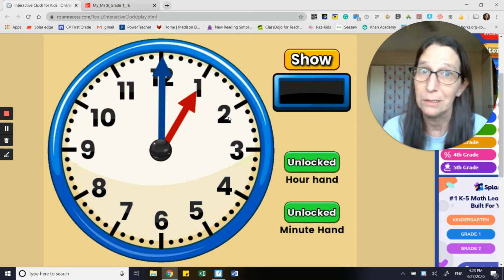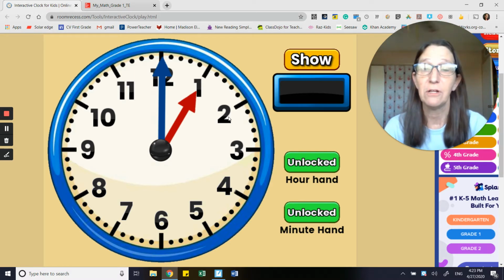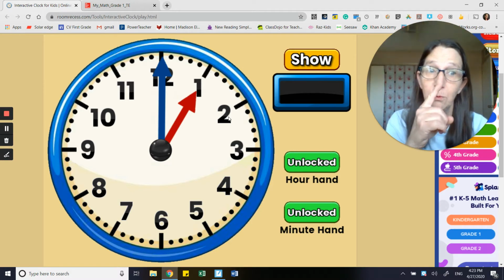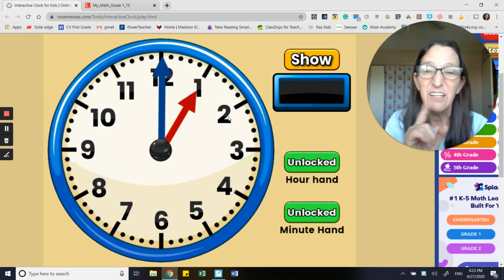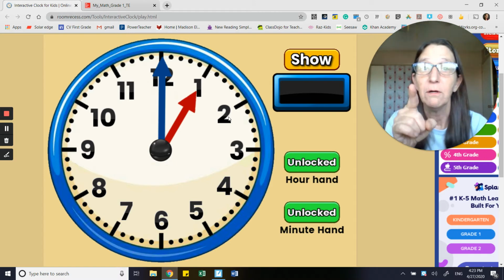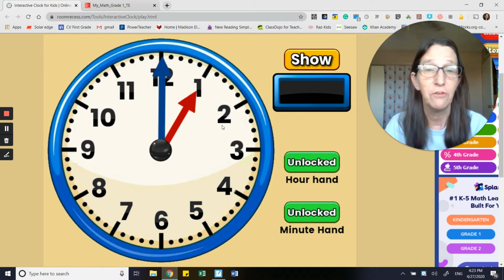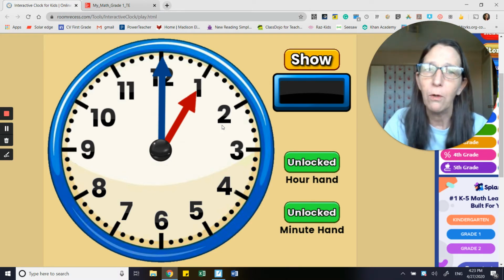It moves really, really slow. If you look at the clock, you're not going to see it moving very much because it goes really, really slow. It takes 1 whole hour for this hand to go from the 1 to the 2. That's just the way it is, and that's why it's called the hour hand. It takes a whole hour before it goes around the clock, okay?